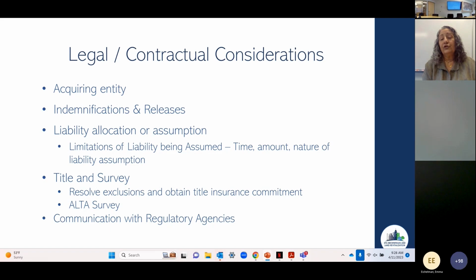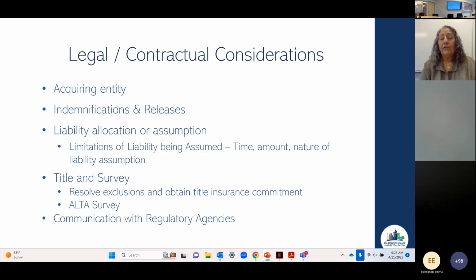You want to think about indemnifications and releases. This is always a big point of negotiation in any purchase and sale agreement. Who is going to indemnify whom, if anyone? Indemnifications are not required, but often are requested by either a buyer or seller. An indemnification basically means that the entity providing the indemnification is saying, I'm going to guarantee you that if there's, say, an environmental issue here that arises, I will take care of it. I will be the backstop. I will respond.